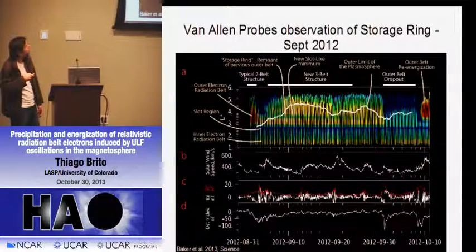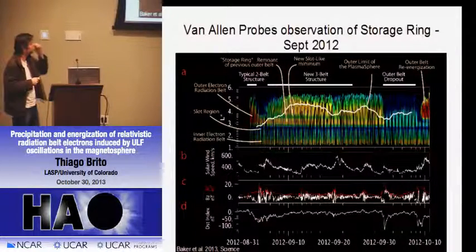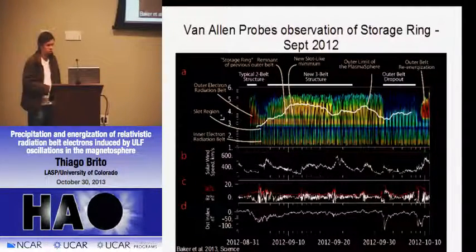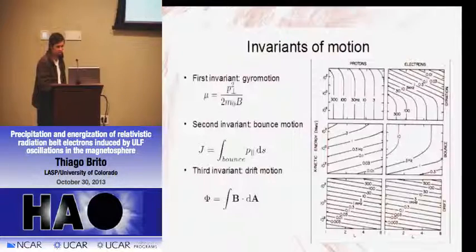Not this one in particular, but this is an example where there was a strong CME storm here, as you can see by Dst, and then very suddenly there was a very fast loss of the radiation belt. So we want to understand what's happening here. Why is it being lost? And how is it being lost, and so on. These are the questions we have in mind.